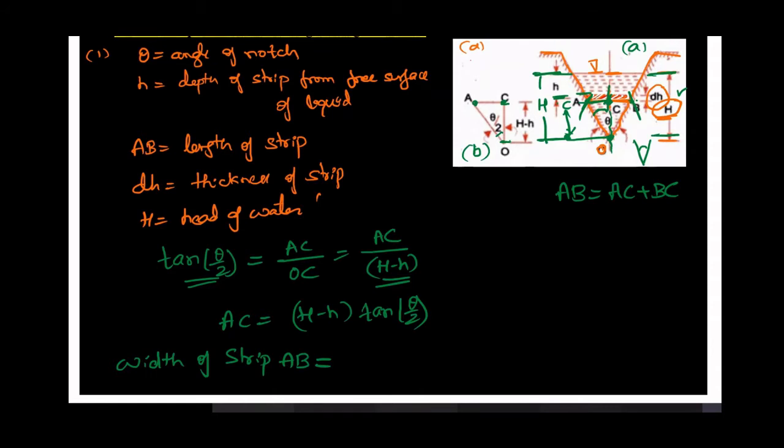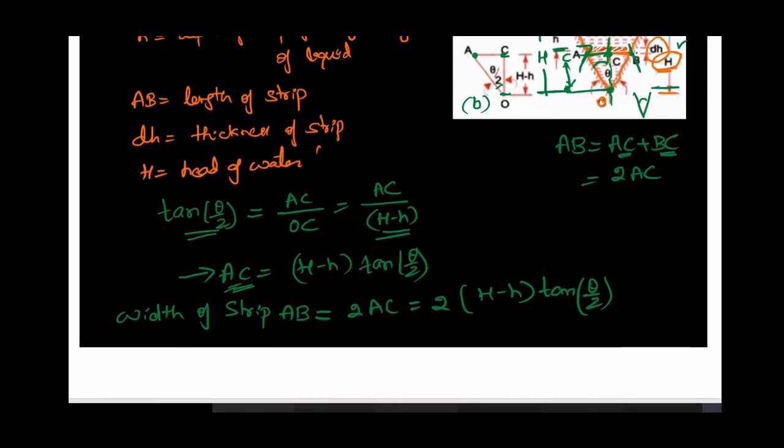So AC plus BC will be the total length AB. AC you have already calculated; this is the equation of AC. The equation of BC will be exactly the same as AC, so I will write 2 times AC, because the length BC is equal to AC. So instead of AB, write 2 times AC. So 2 as it is, and what is the equation for AC? H minus H tan theta by 2 is the formula for the width of the strip AB.